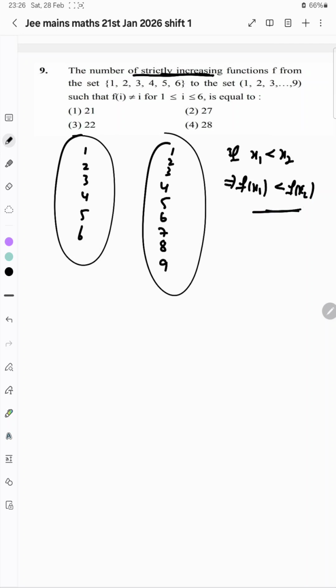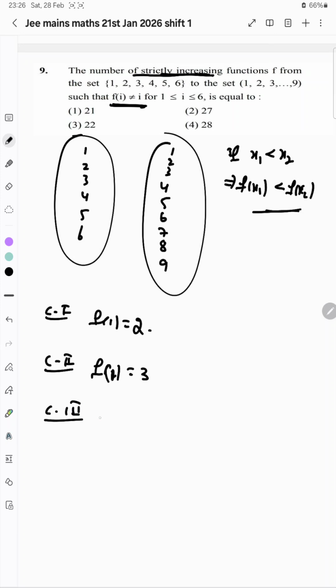Now you can see here, they already gave f(i) is not equal to i, when you take any value between 1 to 6 as the domain elements. So f(1) we cannot take as 1, right? Now, what cases can we consider for f(1)? Case 1, suppose f(1) is equal to 2. Case 2, f(1) equal to 3 is possible. And case 3, f(1) equal to 4.